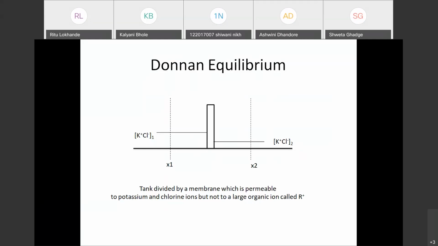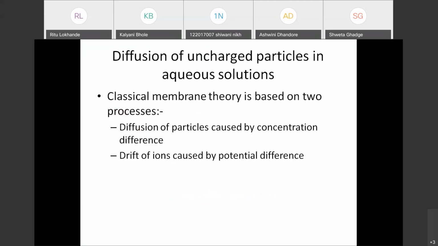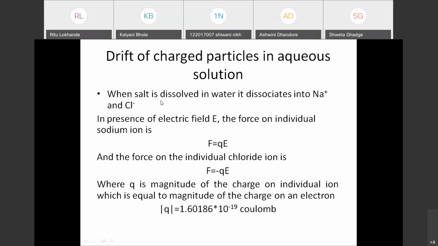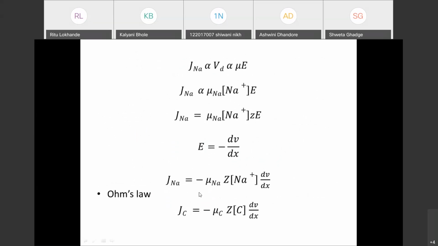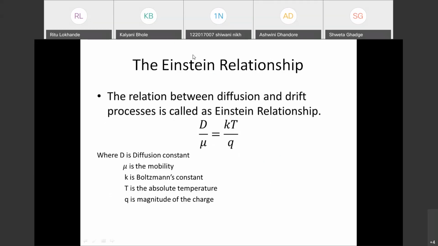Then we learned to find out the rate of flow for drift of charge particles in aqueous solution. For this, one extra thing is that we have dissolved a salt in water and applied an electric field, and then we derived this equation for the rate of flow of these charge particles, Na plus and Cl minus. Then we studied Einstein's relationship, that is D by mu is equal to kT by q.